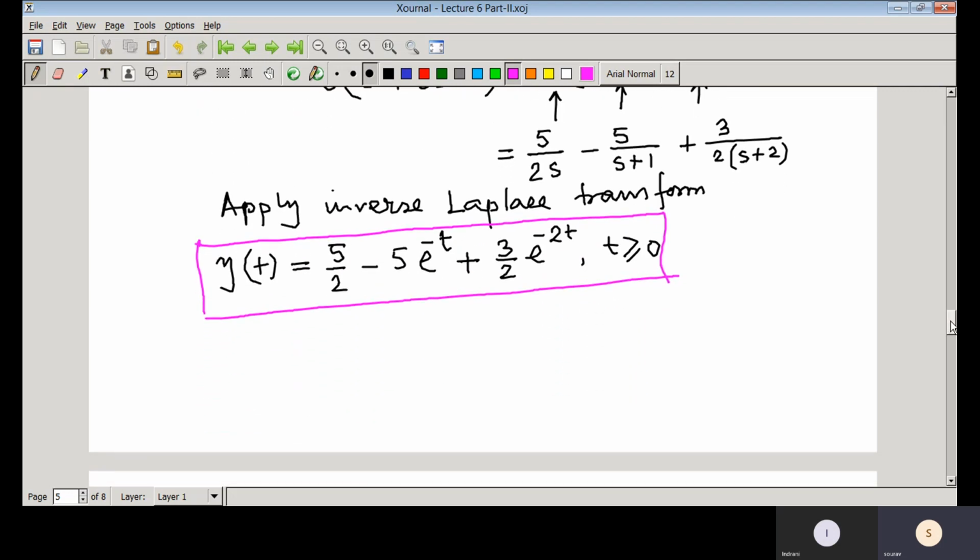Here one interesting thing we can notice. When t tends to infinity, what happens? This term would be equal to 0 and this term also would be equal to 0. So then basically y(t) is equal to 5/2. So that means if you plot this y(t) versus t, you will get that when t tends to infinity, y(t) is coming to 5/2. So this is actually the steady state value.